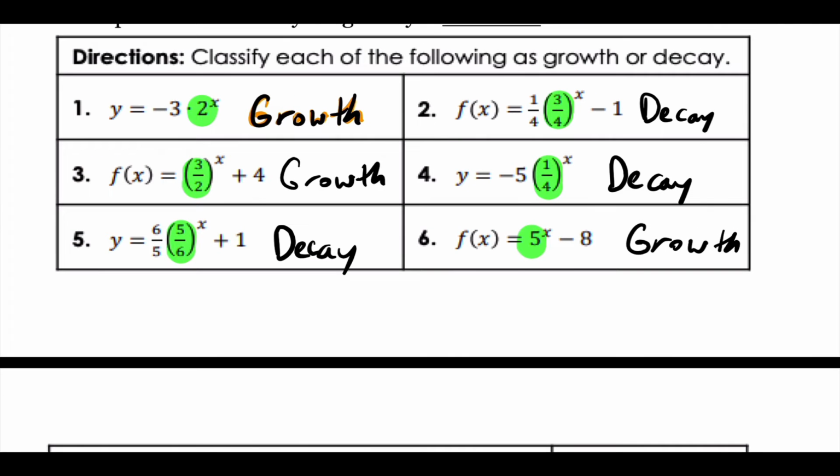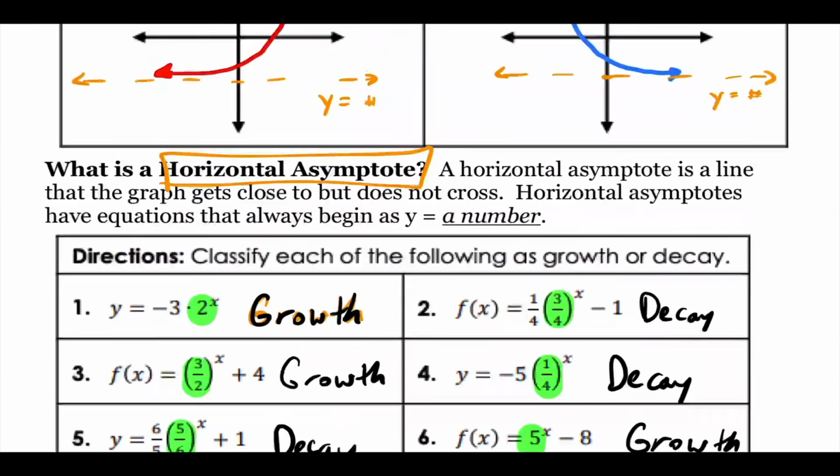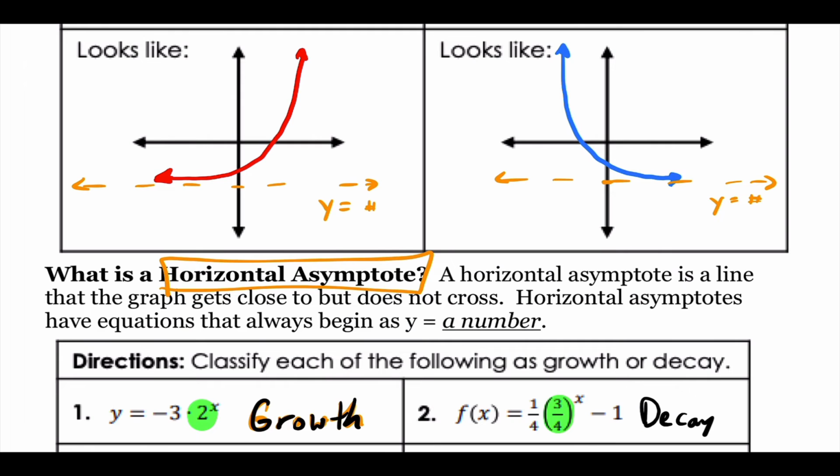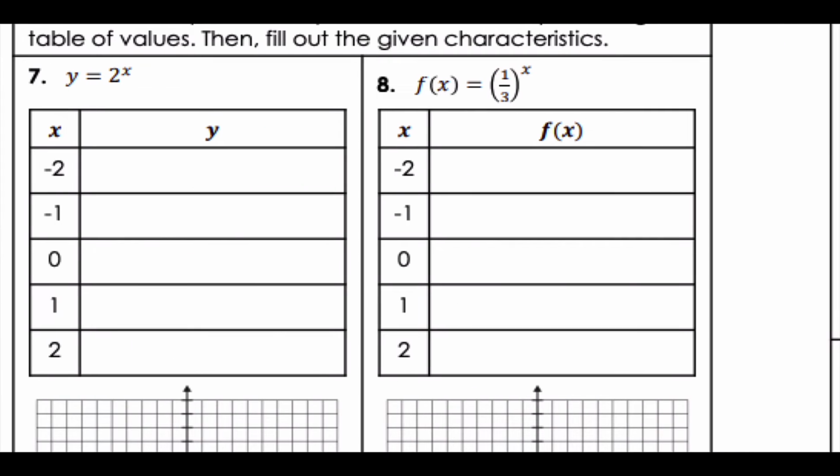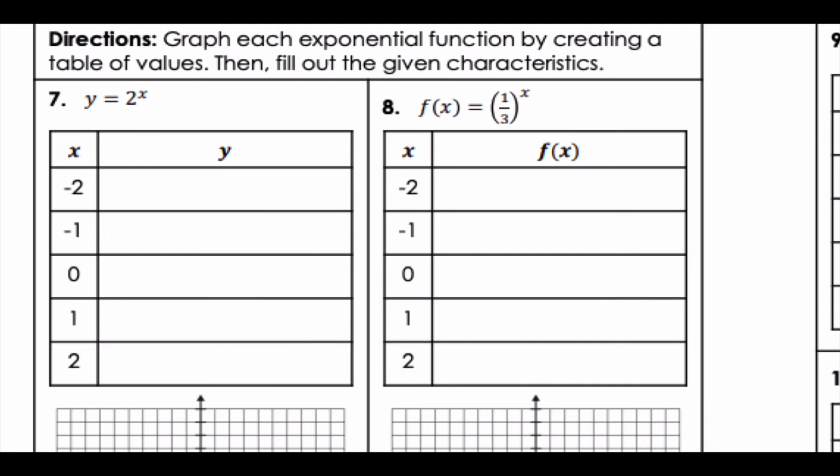So if I was to graph each of those, I would expect the growth to look like the red one, and I would expect the decays to look like the blue one. Okay? That's the picture that's in your head. All right. Let's look at number 7 now. Now what they want us to do is go through all parts of it. Okay? So I have to do some of these now.